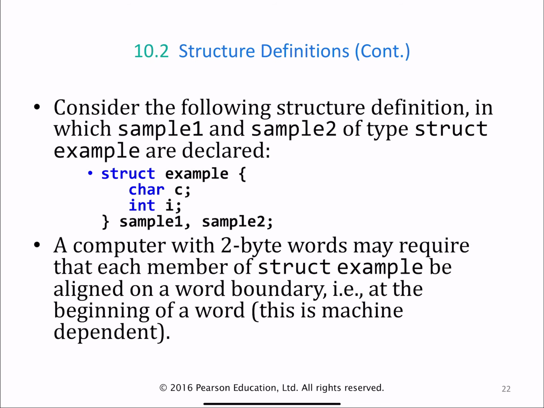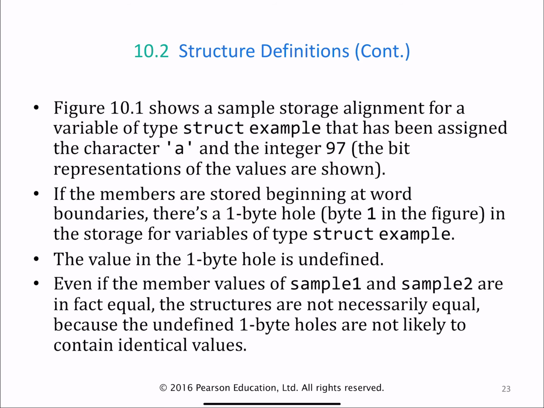Then there are also considerations that different computers, different platforms will use different ways to store data members of a structure. So for example, consider this structure example containing a character C and an integer I. And let's say we create 2 instances, sample 1, sample 2. Now, character, of course, takes only up 1 byte. Integer can take up 2 to 4 bytes.